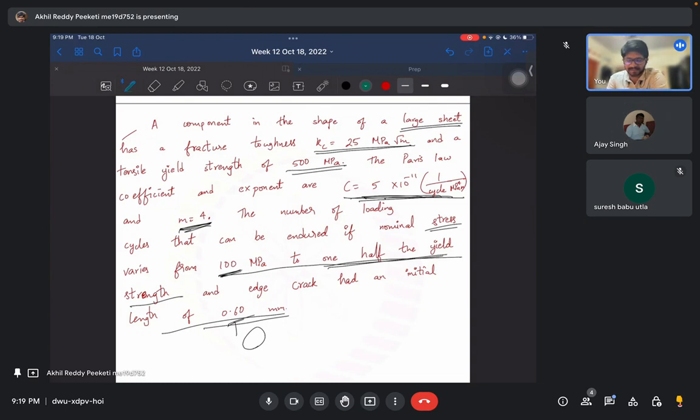Lengthy questions, where you need to do more calculations, will have more marks. This question can be given in two forms actually, because here only the initial crack was given, and we are asked to estimate the total number of cycles. It could be given in two parts, where part one is to estimate the critical crack length, and part two is the total number of cycles. Because it's a lengthy question, it could be divided into two parts. That kind of question you can also expect.